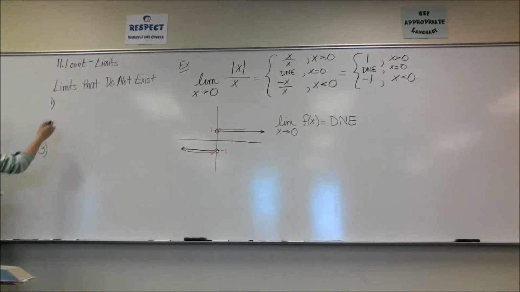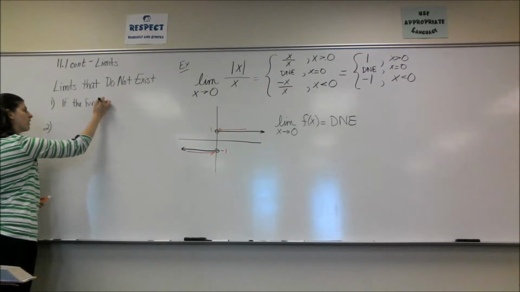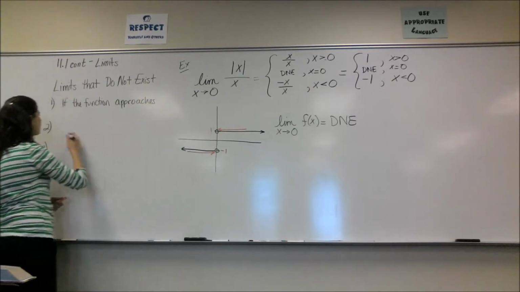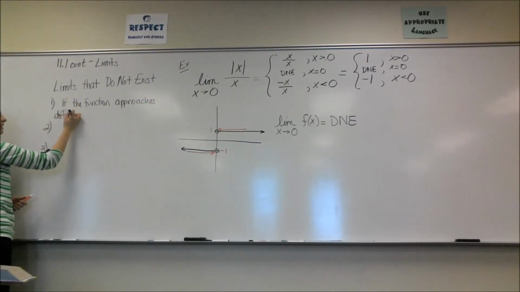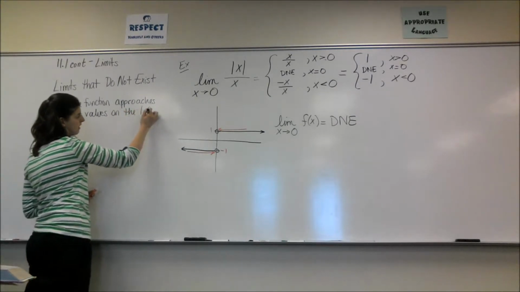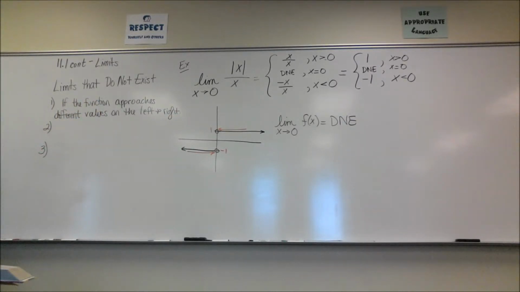The limit does not exist if your graph or function approaches 2 different values. Approaches different values on the left than it does on the right. So a limit does not exist if the function approaches different values on the left than it does on the right. That is one case of the limit not existing. And we generated this graph. The other ones I'll probably graph quickly. I graphed them on Desmos. I'll show you how to do that as well. Okay?